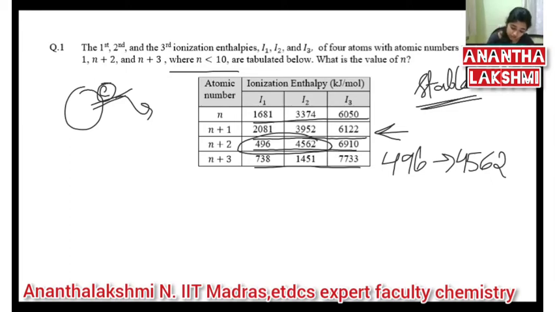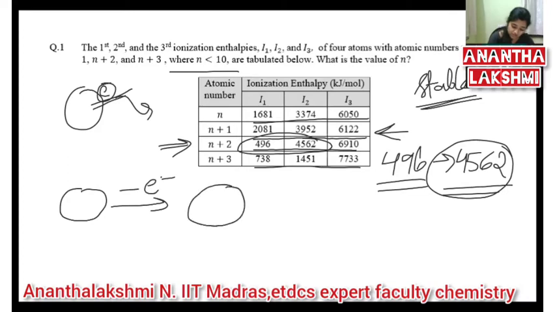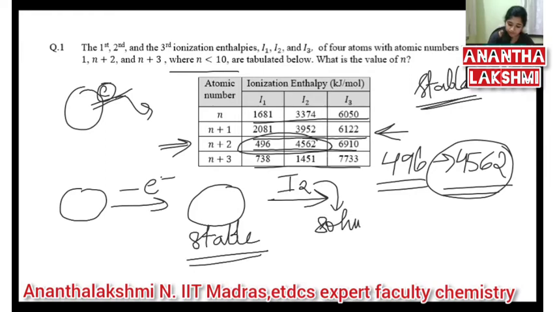Which means for n plus 2 atomic number, its first ionization enthalpy was very less, 496. It could easily lose an electron first. But its second ionization enthalpy is so huge, which means the atom after losing one electron should have been in a stable configuration. That is why its second ionization enthalpy is so huge. Do I make sense?